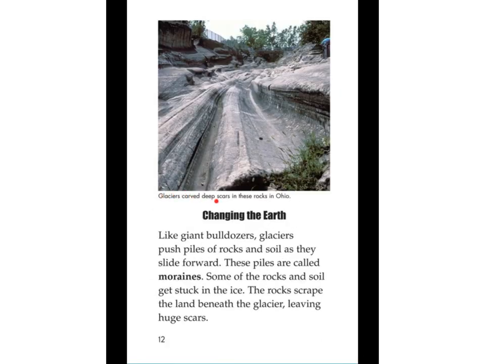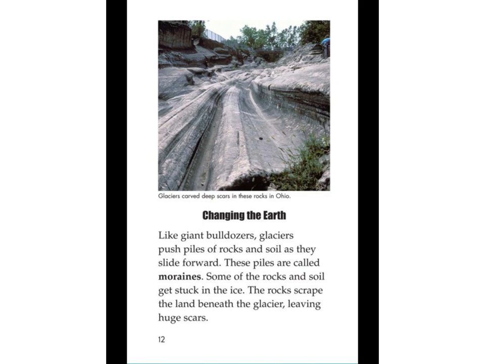Glaciers carve deep scars in these rocks in Ohio. Pay attention, these are rocks. But the glaciers, as they move down, they make rivers. And finally, the rocks are deformed into the ice's shape. It says they change the earth, like giant bulldozers. What are bulldozers? These machines that are used in construction and that help carve the stone.